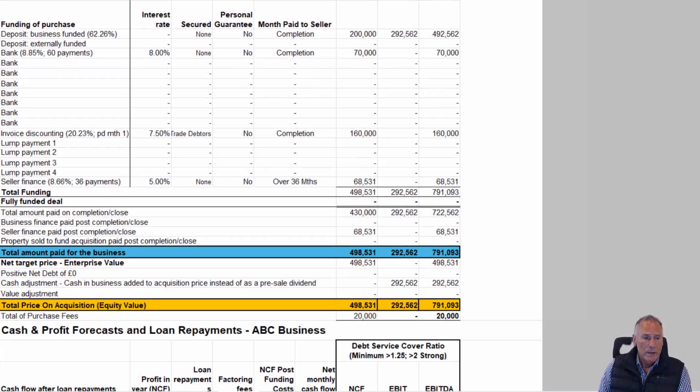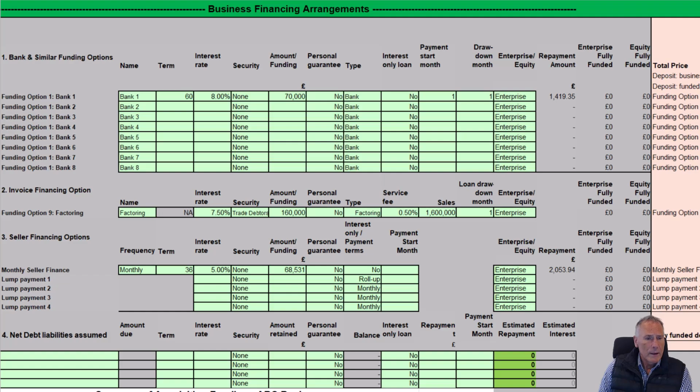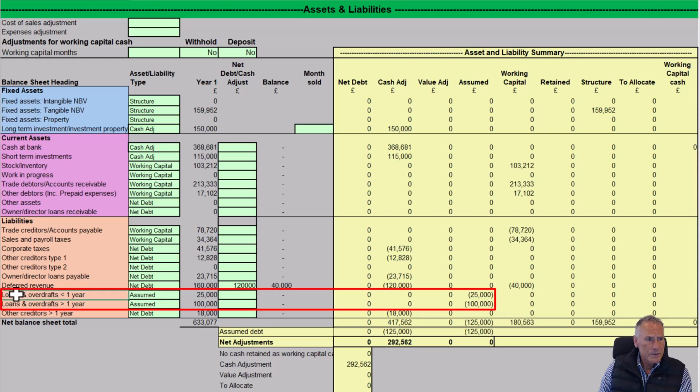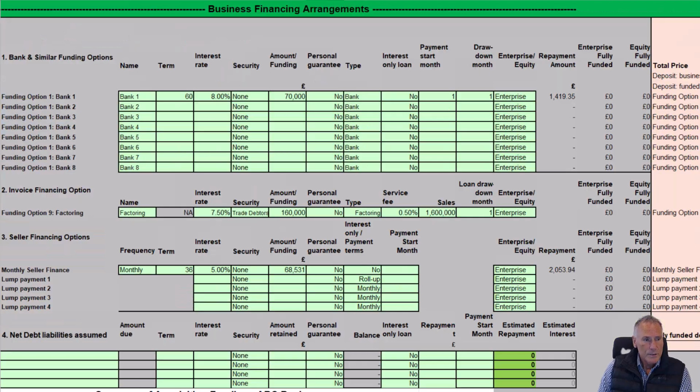But before we look at the loan repayments and the impact of the changes we've just made to the financing of this business, there's one further thing we need to do. Now, if you remember, I changed on the asset and liabilities these two loans to being assumed, i.e. assumed at close, or effectively retained. So what we need to do is over here we have net debt liabilities assumed. Once you change those to assumed within the asset and liabilities, they appear here. So I'm going to pull those through.